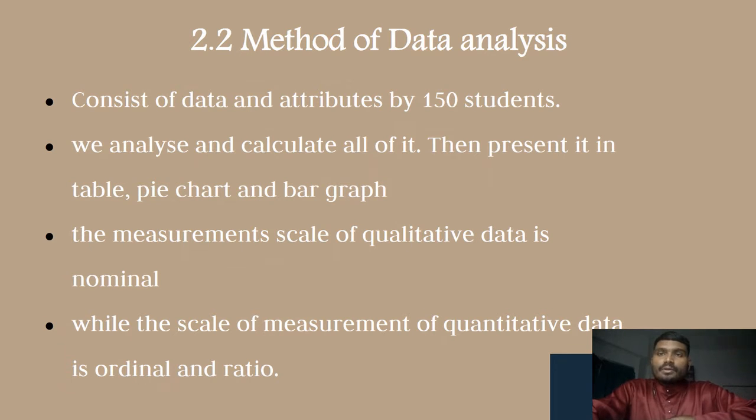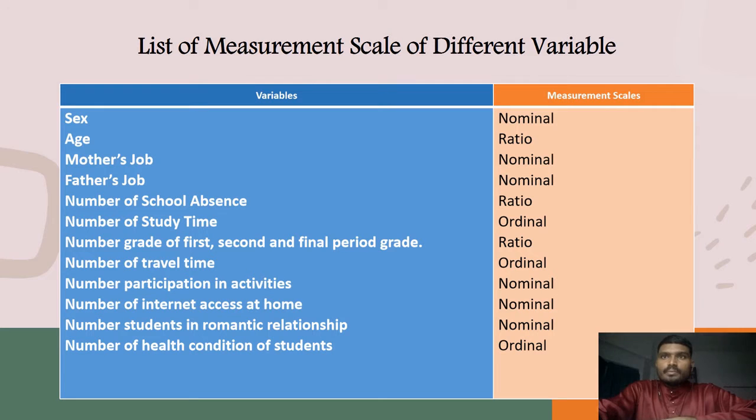For the method of data analysis, our data consists of attributes that are registered by 150 students. We analyze and calculate all of it, and then present it in tables, pie charts and bar graphs. The measurement scale of qualitative data is nominal, while the scale of measurement of quantitative data is ordinal and ratio.